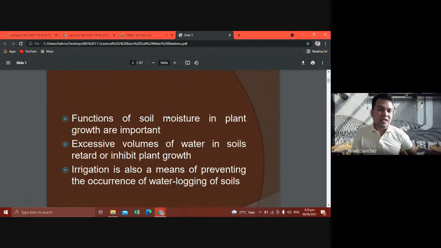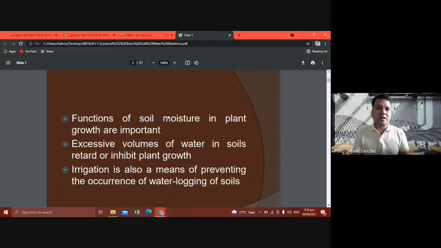Basically, what we learn even when we are small is that we always say water the plant so that it will sprout, grow, and become taller. We are plantitos and plantitas, so the basic concept is to water them, and you must not forget to water the flowers and plants, because water basically plays a vital role in terms of growth rate.